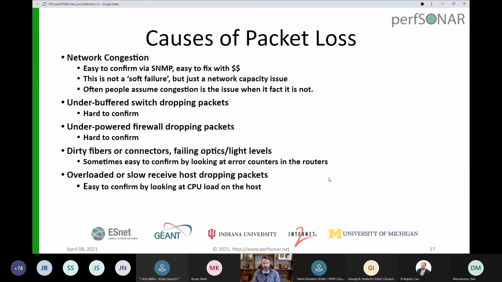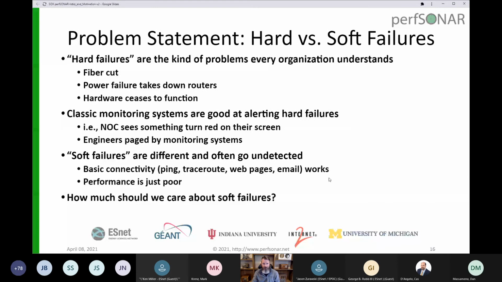So how much should we really care about soft failures? The answer is honestly a lot. Soft failures are probably one of the largest problems that exist in any network today. And honestly, my day job completely revolves around finding these soft failures.